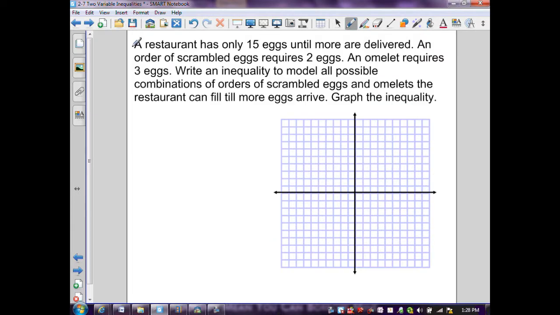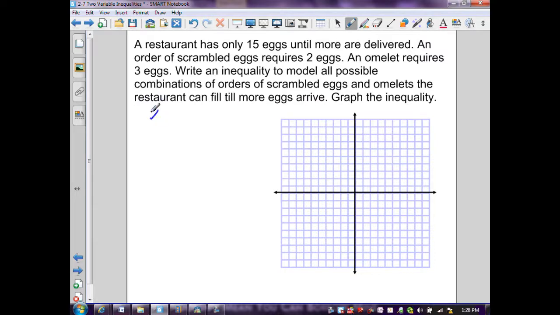Another example. A restaurant has only 15 eggs until more are delivered. An order of scrambled eggs requires 2 eggs. An omelet requires 3 eggs. Write an inequality to model all possible combinations of orders of scrambled eggs and omelets the restaurant can fill till more eggs arrive. Graph the inequality.